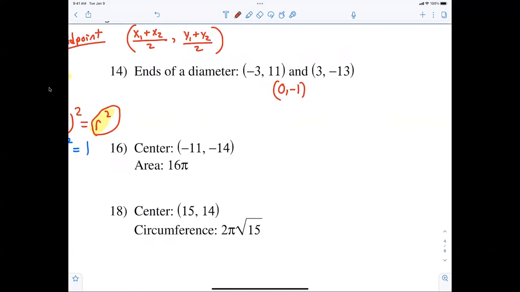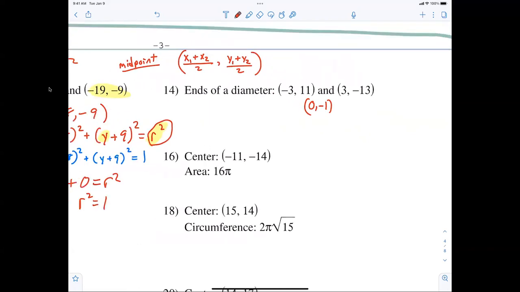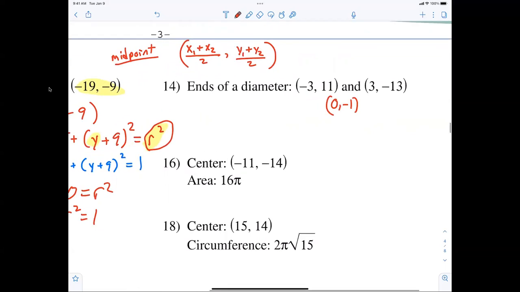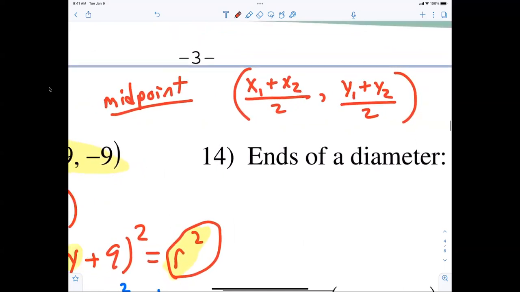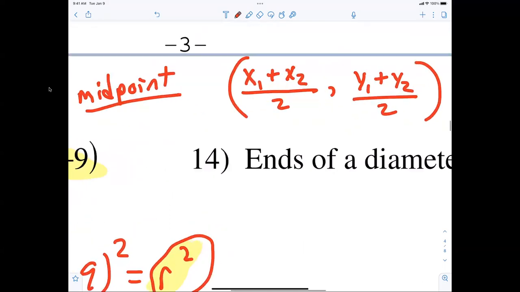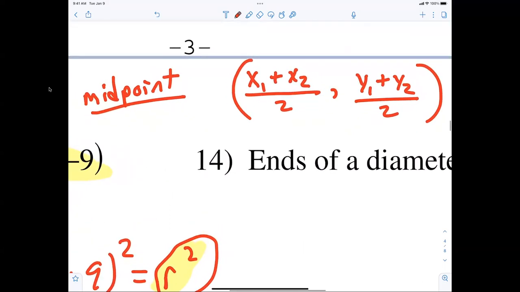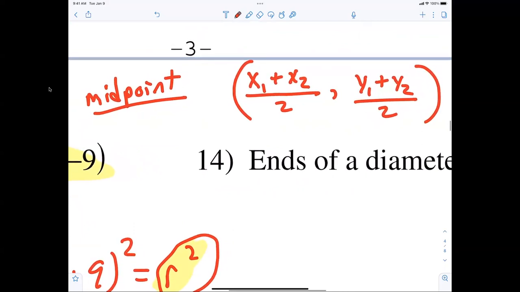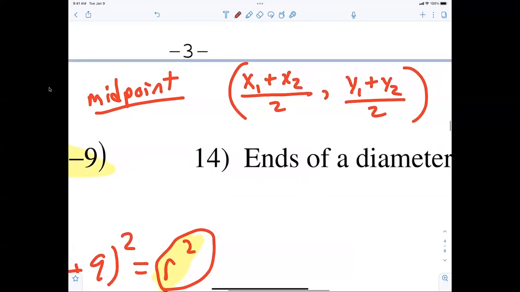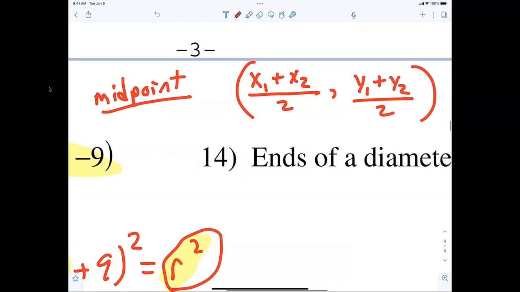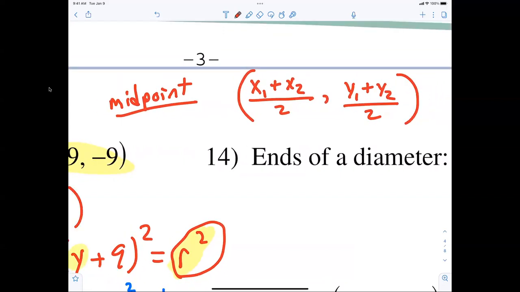What did we say the center was? Take a guess what I said the center was. I'm flashing it up there on the screen for you to see. (0, -1). Do you see what I'm saying, right? The center is the midpoint. The center is the midpoint of the endpoints of the diameter.